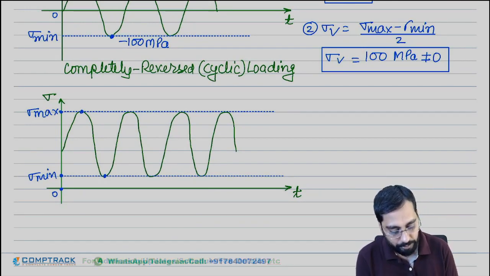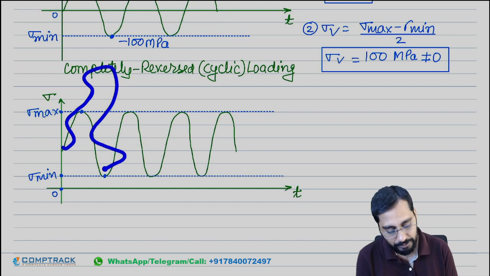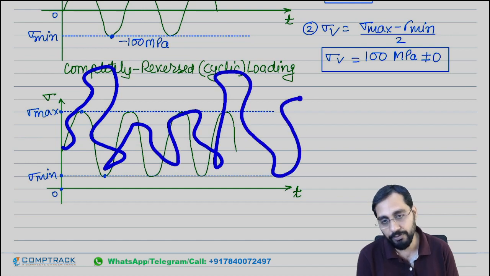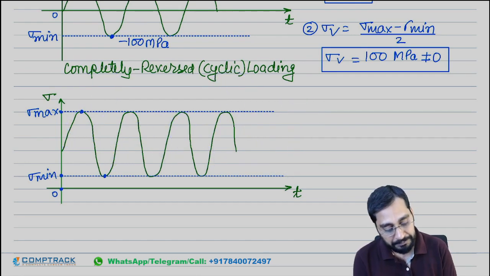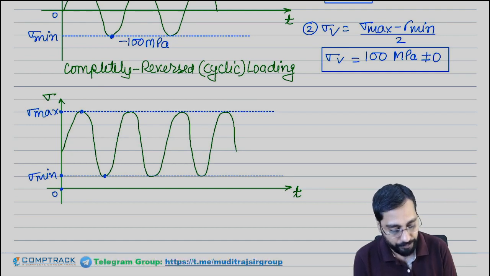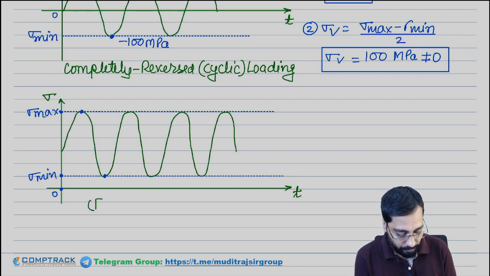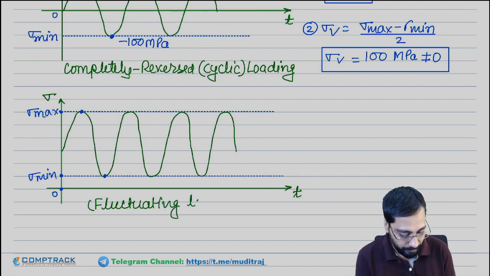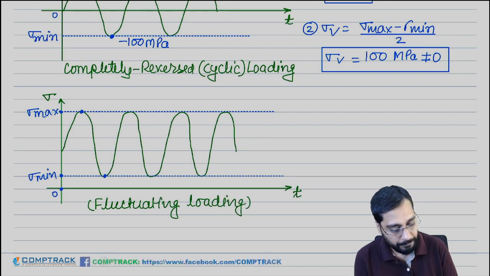We cannot do this study for any fluctuating load like this. So some standards should be there, then only we can do the study. Okay. So this is called your simply fluctuating load, or fluctuating loading.